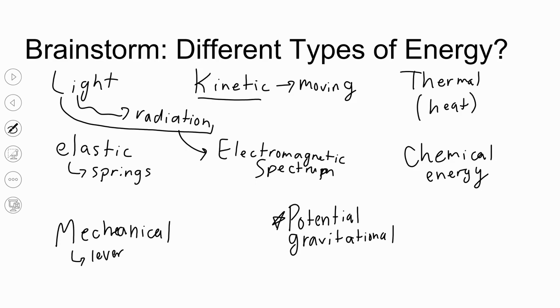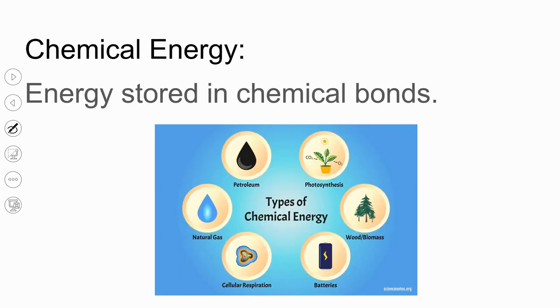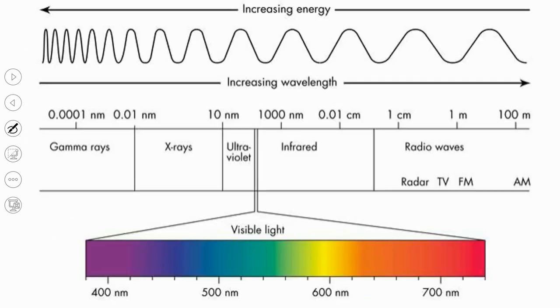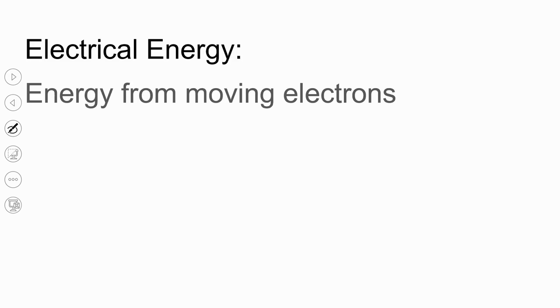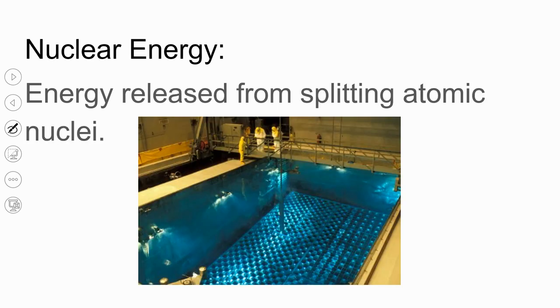Okay, let's run through these slides and see how we did. We got chemical, we got light energy, that's the electromagnetic spectrum. Electromagnetic energy is just on the electromagnetic spectrum. Electrical energy is just like the lights are being powered by electricity. Anytime we have electricity, we have electrons moving, that's energy.